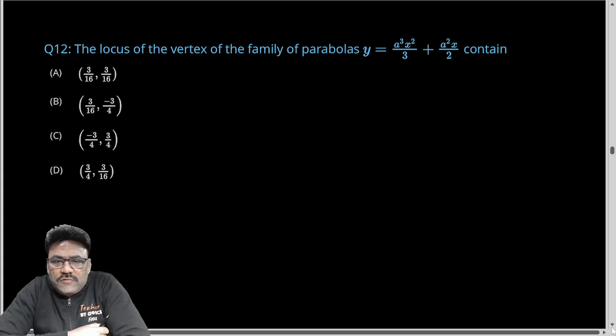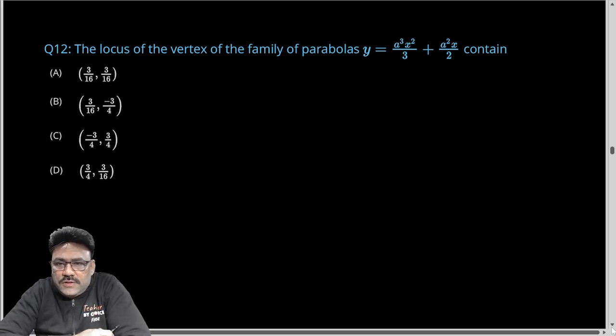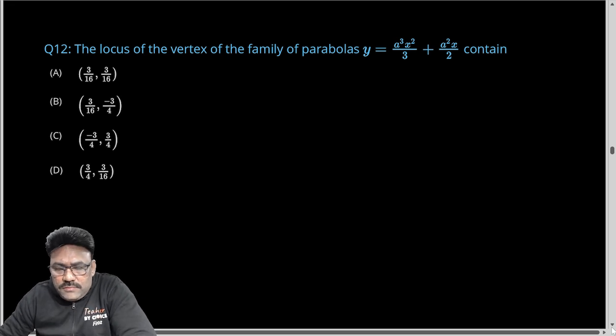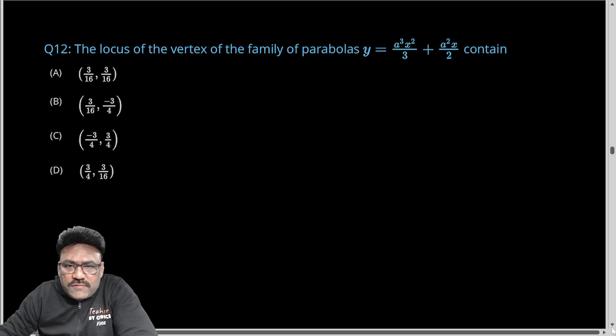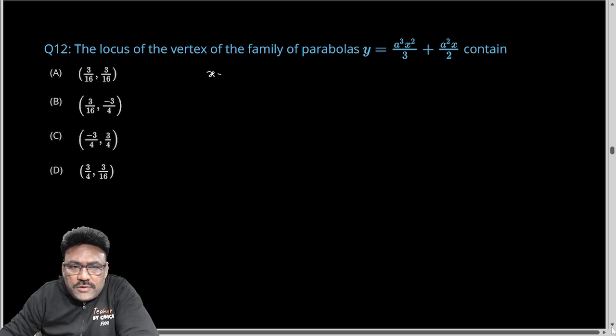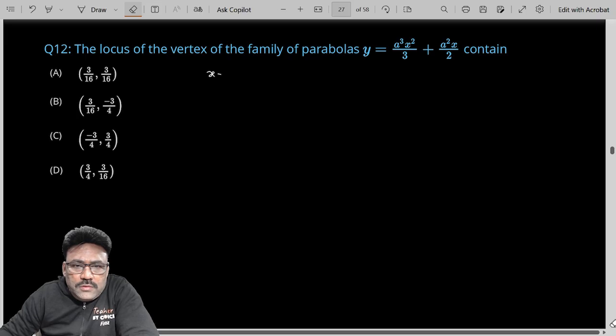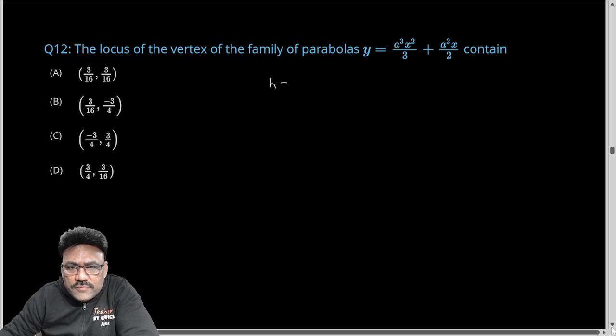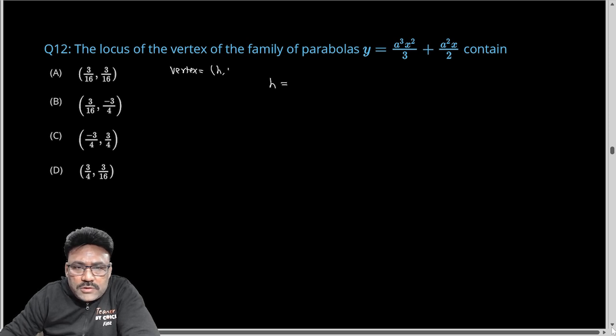The locus of the vertex of the family of this parabola. So first you have to get the vertex and then the locus of the vertex. You can see that this is a quadratic in x. So if I find the vertex of this one, the x coordinate of the vertex will be minus b by 2a. Let's find the x coordinate of the vertex. Let's call the x coordinate of the vertex h. Since I need the locus of the vertex, I'm taking the vertex as h comma k.